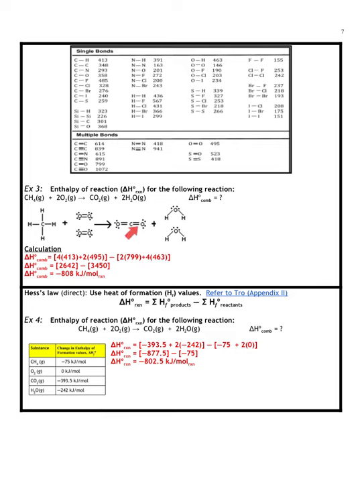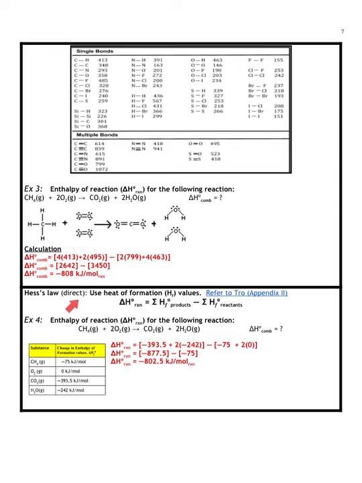So what's in my products? I see 2 C=O bonds, so I go to my C=O double bonds. So 799 times 2. There's 2 of them: 1, 2. And there's 4 O-H bonds. This is why I have to draw all the Lewis structures out. I find 4 O-H bonds, 463, and multiply by 4. I add them together and then I subtract. This is my delta H of this combustion reaction. So I found that this specific combustion reaction releases, that negative means it's exothermic, 808 kilojoules per 1 mole of the whole reaction. Really 1 mole of the methane or 1 mole of the carbon dioxide.